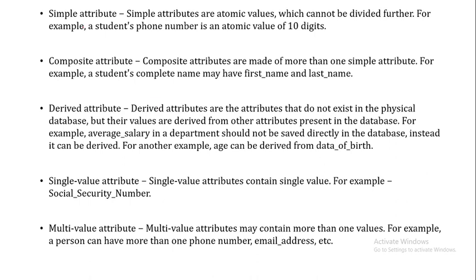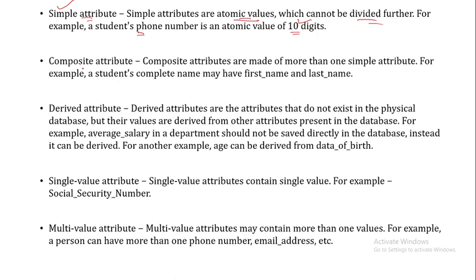Simple attributes are atomic values which cannot be further reduced or divided. For example, a student's phone number. If you take a phone number which is of 10 digits, you cannot divide it any further. A mobile number cannot be further changed. Student roll number and student ID also cannot be changed further. Those are going to be your simple attributes.